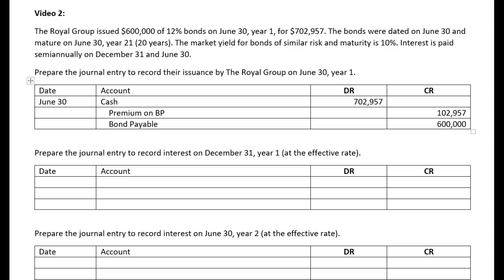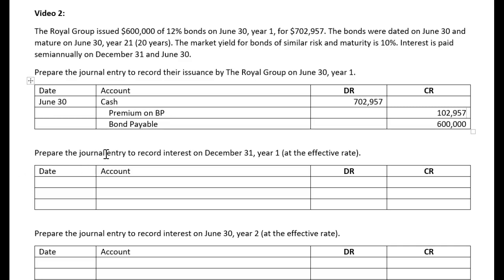So that's your premium. Now the carrying value on the bond would be the net of these two. So on day one, we're carrying this bond at 702,957, the issue price. The carrying value is always the net of the bond with its premium or discount account.